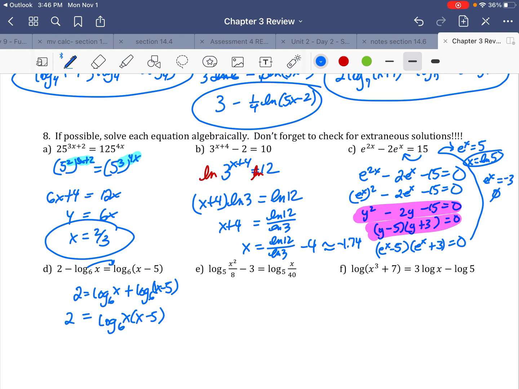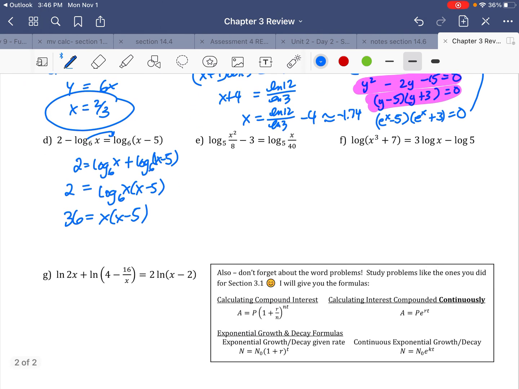So now I write it as an exponent. So 6 to the 2, that means 36, equals x times x minus 5. So that would be x squared minus 5x, let's bring the 36, equals 0. Okay, factor that into x minus 9 and x plus 4. And my two answers then would be that x equals 9 and negative 4.